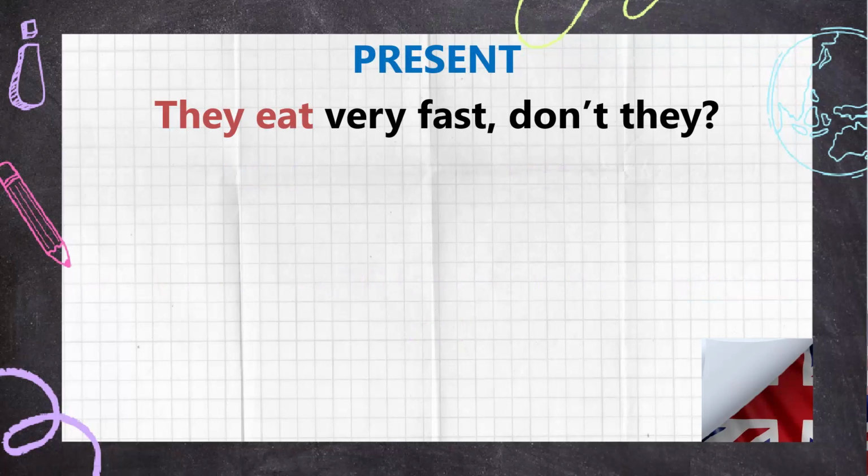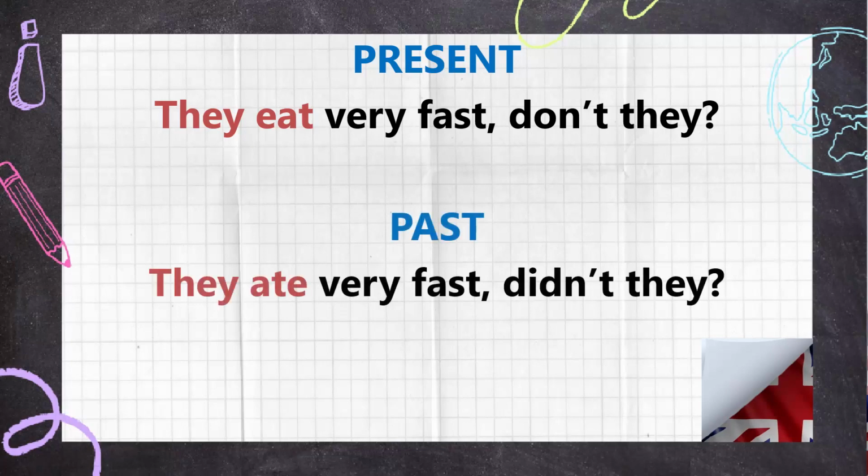Moving on, let's see the present simple tense. They eat very fast, don't they? So we have present simple. Now we have past simple. They ate very fast, didn't they?